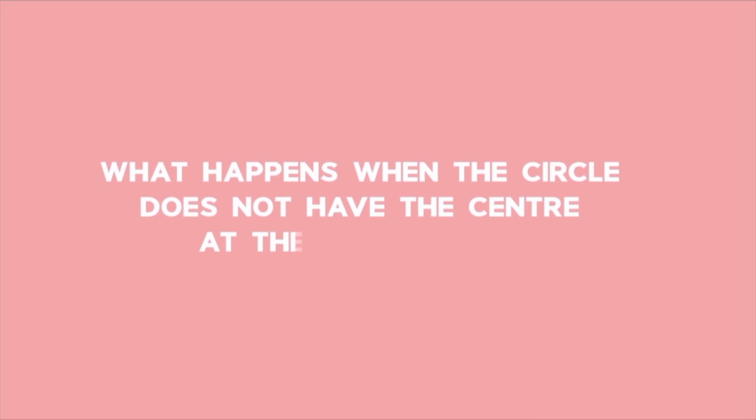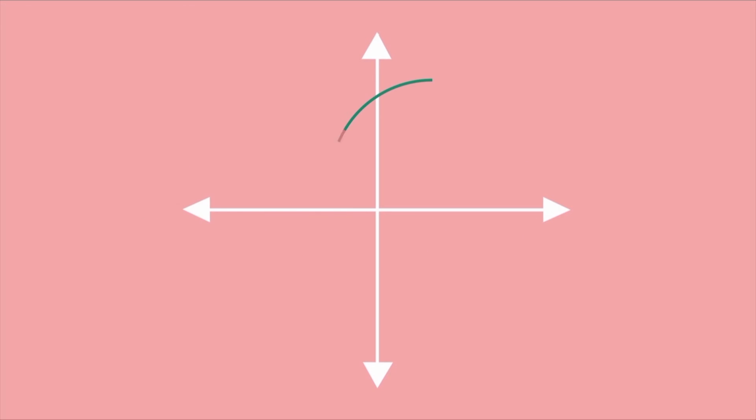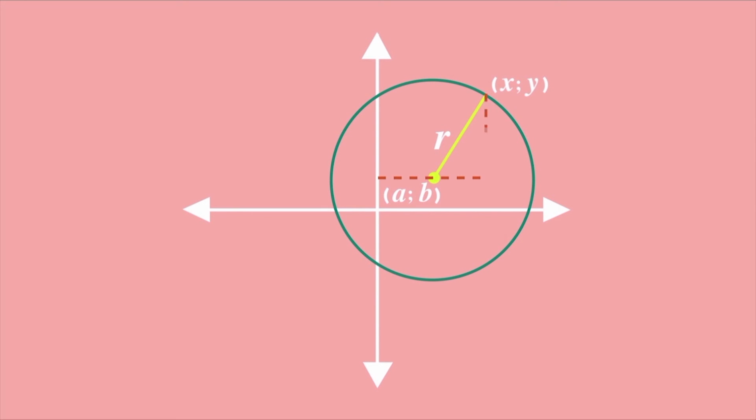What happens when the circle does not have the center at the origin (0, 0)? Consider a circle on the Cartesian plane with the center at (a, b), with a radius of r units. So the circle is the set of all points (x, y) that are r units away from the center (a, b). To find the length of the radius, we can use Pythagoras again. This is actually the same as using the distance formula that you know.